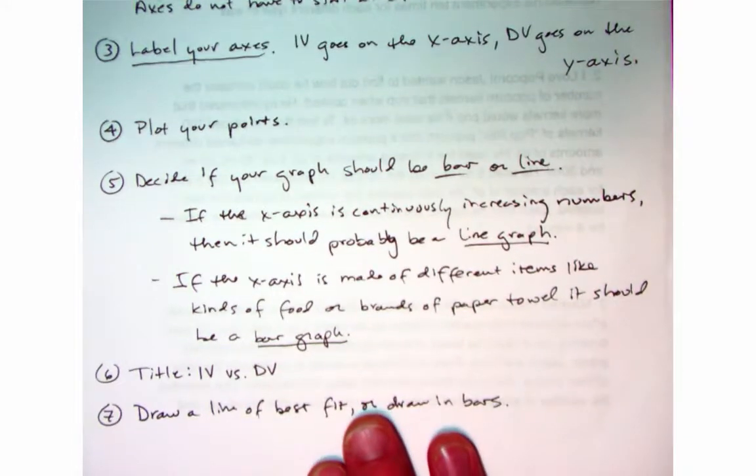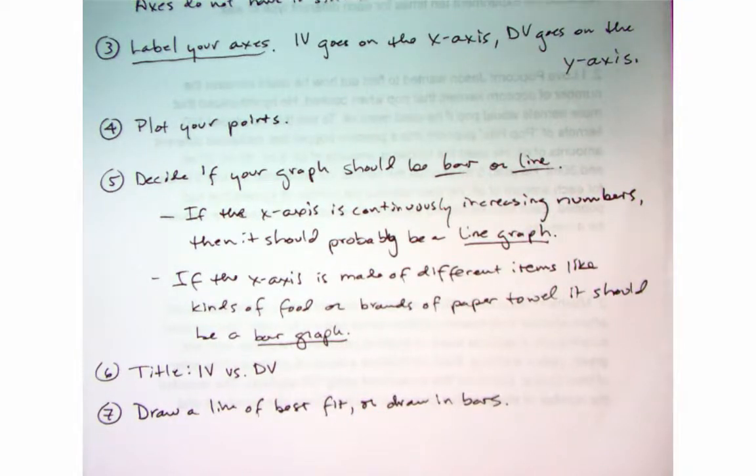Now, 2 more things that you need to do is you need to make a title for your graph, and your title should be in the form of whatever your independent variable is versus your dependent variable. So then, finally, after you've plotted your points and you've done everything else, you can draw a line of best fit or draw in those bars for the bar graph.